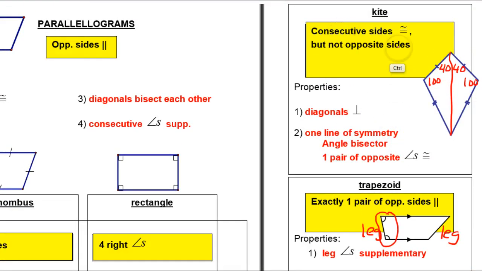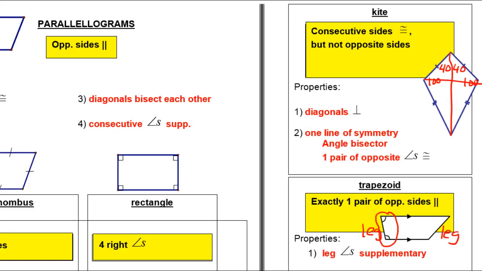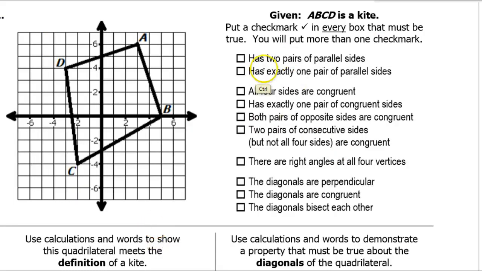The definition is that consecutive sides are congruent. And then the 2 properties. The diagonals are perpendicular, and one of those diagonals is a line of symmetry. So let's see how many of those show up in this problem. It has 2 pairs of parallel sides. Nope, that's not true. A kite doesn't have any parallel sides. Okay, what else you got? Has exactly one pair of parallel sides. Nope, that's a trapezoid. Kite has no parallel sides.